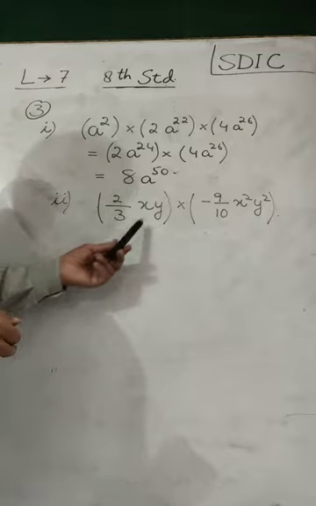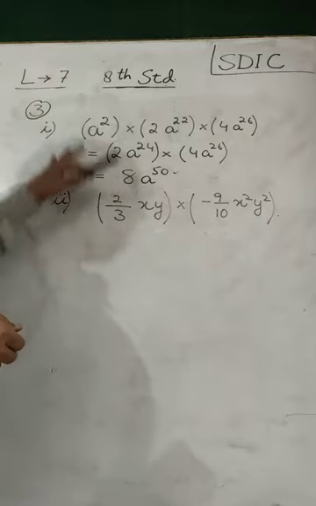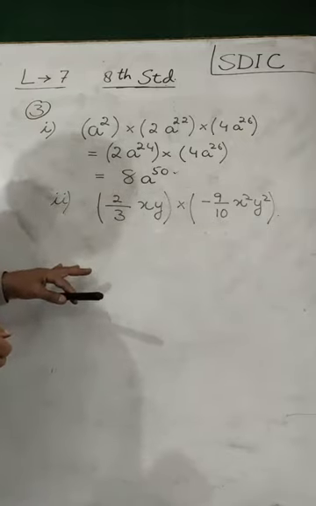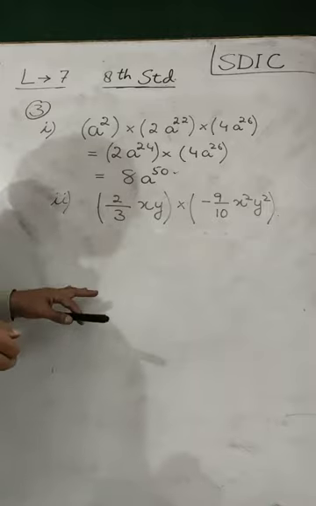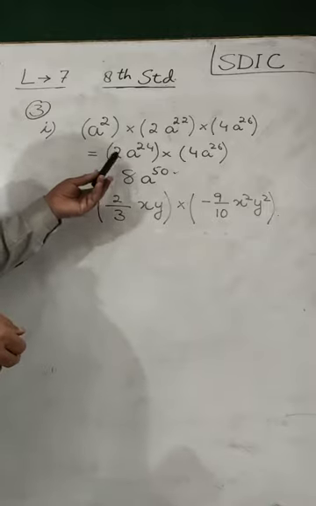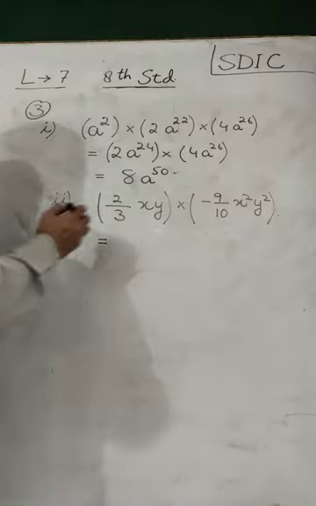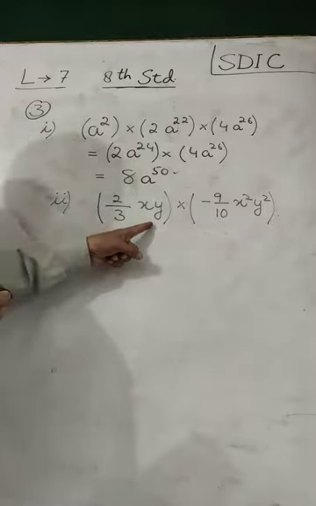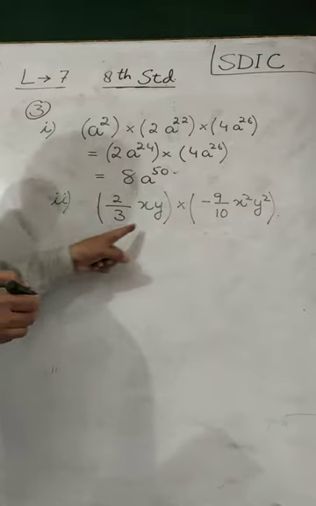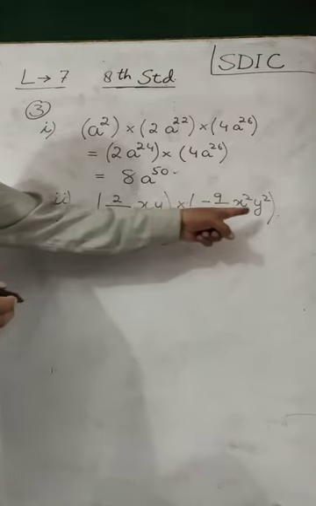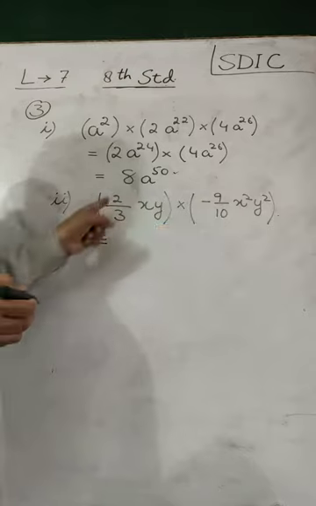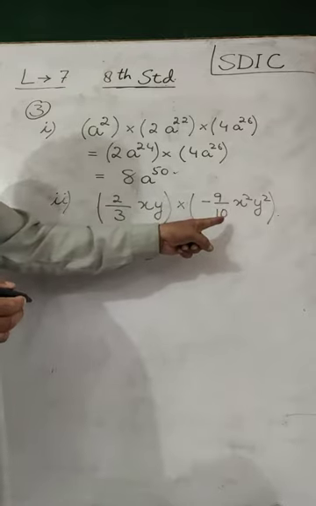Now the rule to be followed is same. We have done this in the previous exercise also. We have done this in the first part also. Now the same thing will apply here. We'll first multiply their coefficients. The coefficient of the monomial in the first bracket is 2 by 3, and that in the second bracket is minus 9 by 10. So we'll multiply first 2 by 3 and minus 9 by 10.